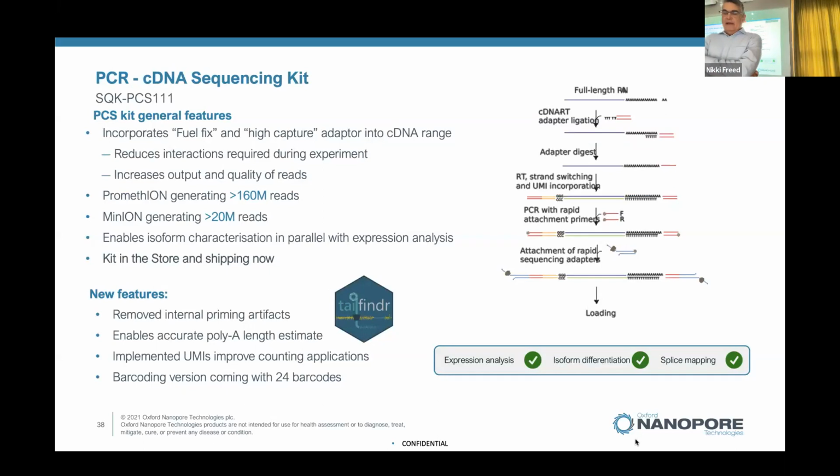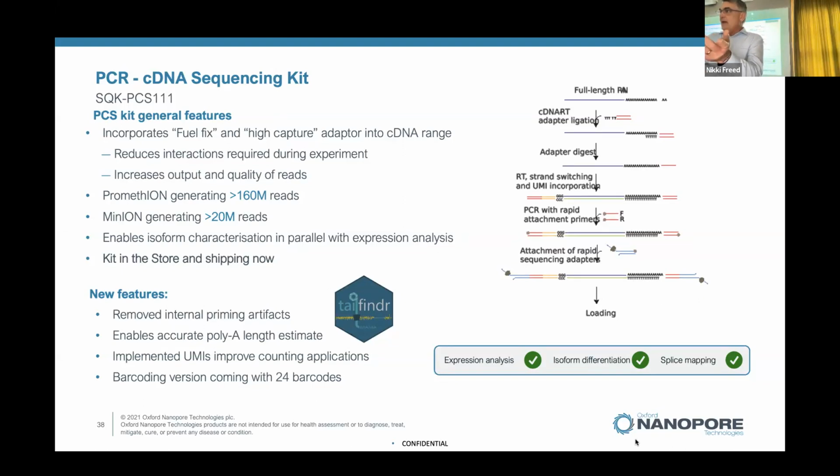Last year, we released our updated PCR cDNA sequencing kit. And I'm really encouraged by this because it's a real step forward. It takes advantage of the developments in our genomic DNA sequencing with a fuel fix adapter and a high capture adapter. And those mean you can generate over 150 million reads from a PromethION flow cell. That's a huge amount of data.